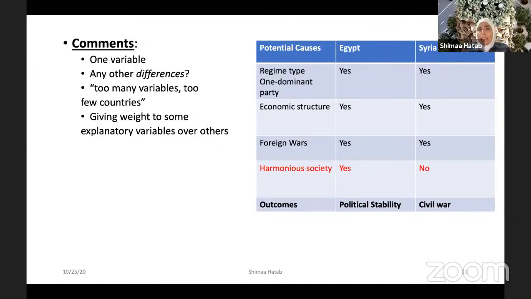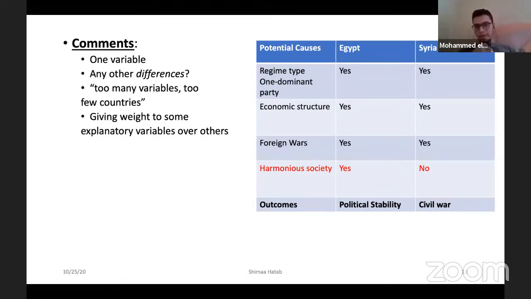So perhaps state-business relations. You might have a long list of variables, and this is one of the criticisms, by the way, because you are actually giving weight to some explanatory variables over others. But can you think of other variables? You might come up with a totally different variable, for example the composition of the military. The military in Egypt is much more professional and much more harmonious as well. In Syria, this kind of ethnicity resonated even within the hierarchy or the composition of the military.